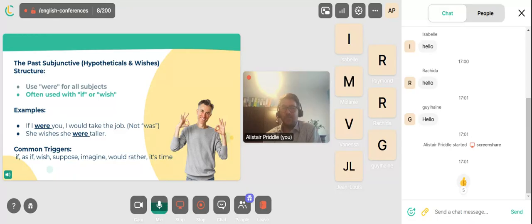She wishes she were taller. Common triggers: if, as if, wish, suppose, imagine, would rather, it's time. So these are common triggers for the past subjunctive.